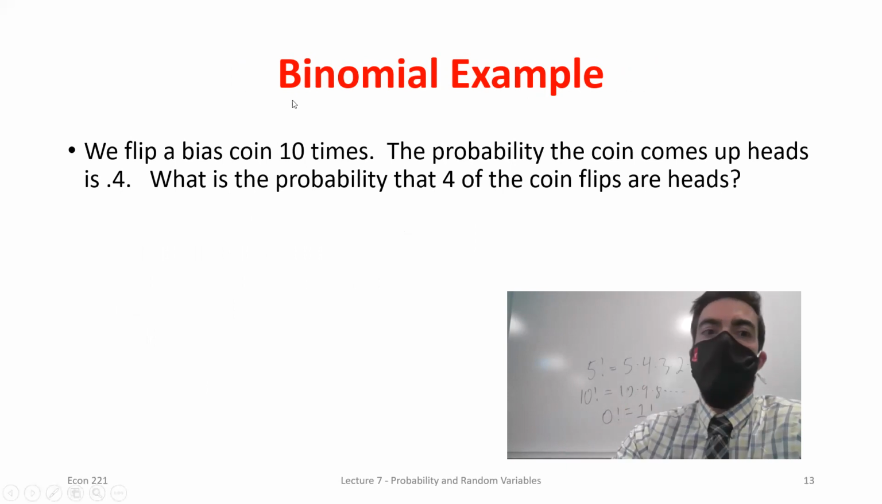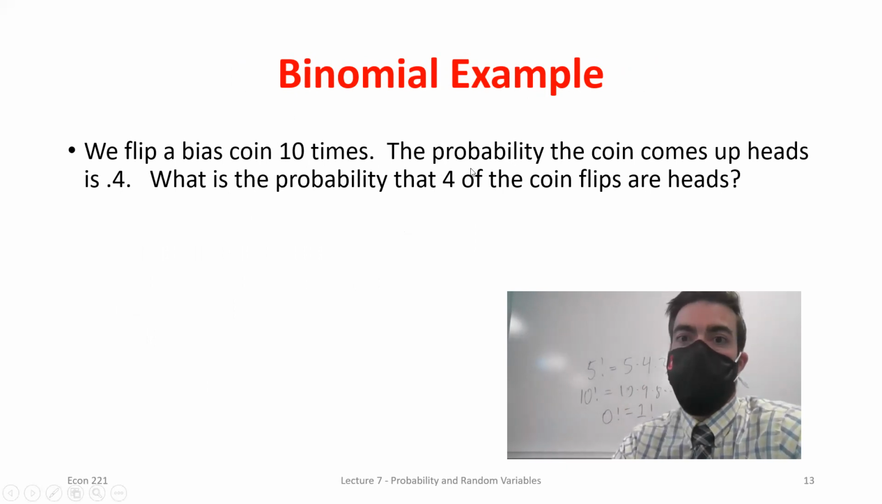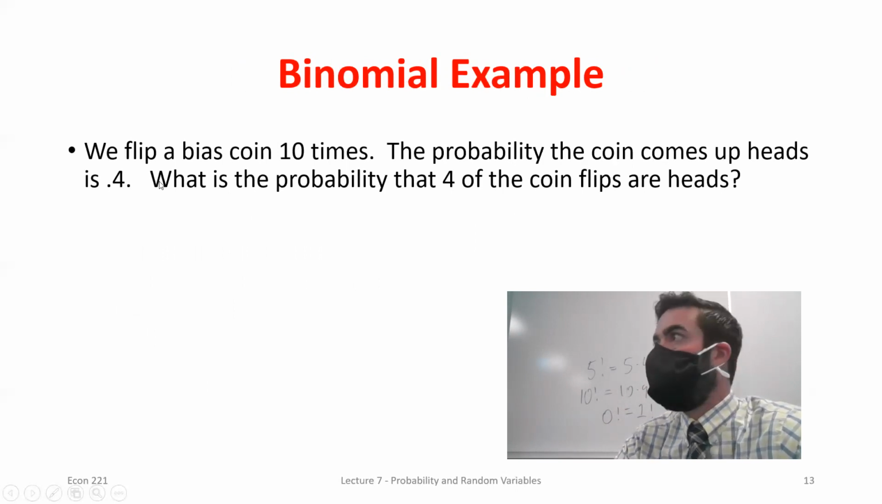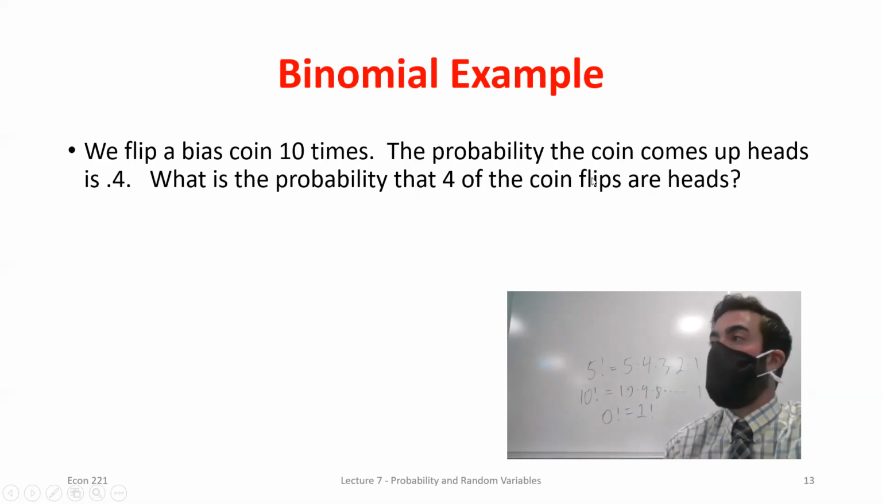Okay? So let's say I have a biased coin. I'm going to flip it 10 times. The probability it comes up heads on any one flip is 0.4. So instead of 0.5 here, it's a biased coin. What's the probability that we get 4 of those 10 coin flips to come up heads?